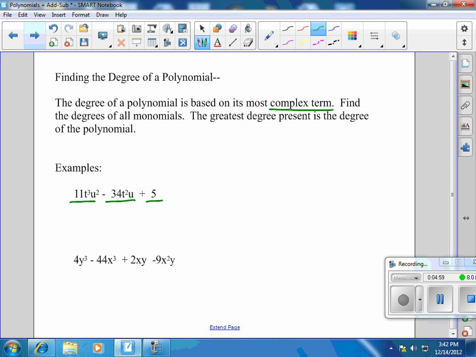So find the degree on all of them. The first guy has a degree of 5. The next one has 2 t's and 1 u, so that's 3. And just plain old 5 has a degree of 0. So the highest degree here is 5. So that means the degree of this whole polynomial is 5.